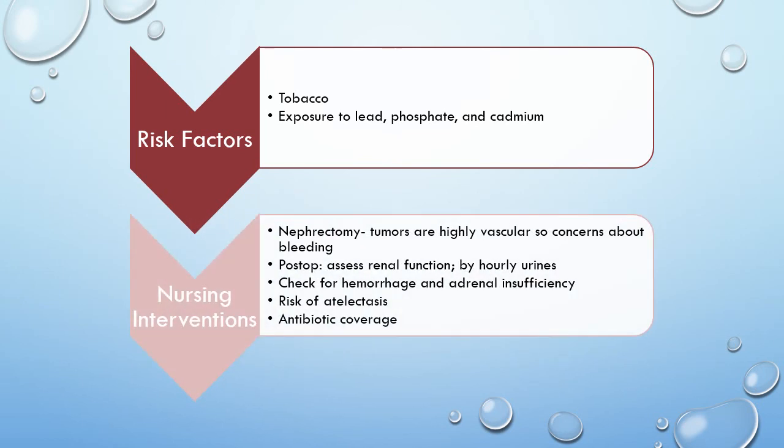Nursing interventions will include a nephrectomy. Remember, tumors are highly vascular, so there will be concerns about bleeding. Post-op, we will assess renal functions by hourly urines. We will check for hemorrhage and adrenal insufficiency. There will be a risk of atelectasis. There will be antibiotic coverage too.